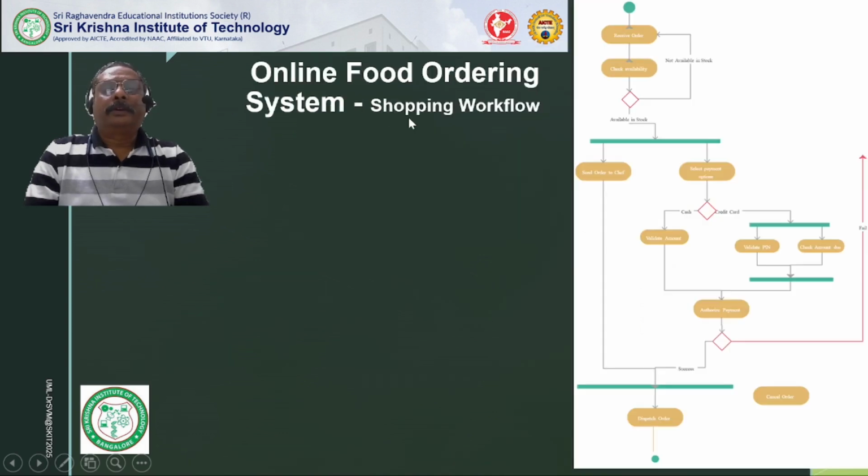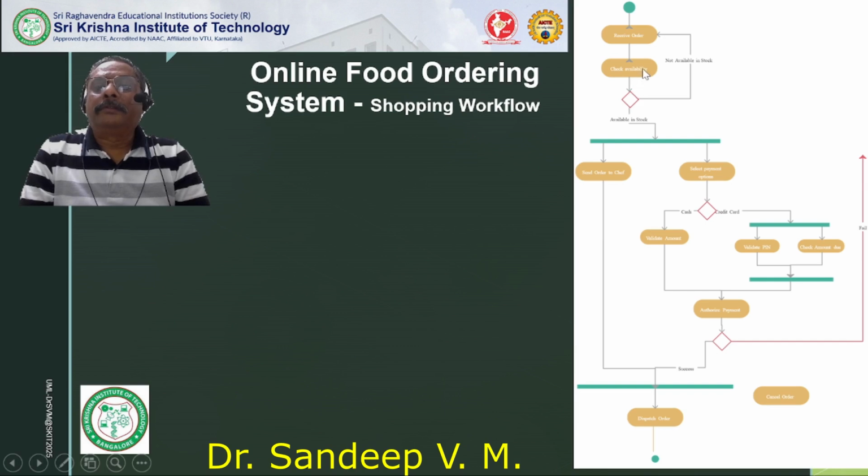Take another example, an online food delivery system. Here the order is received, and we check the availability. If it is not available, inform back, saying that this is not available, so check the order again. If it is available, then we have two things running in parallel. This is the fork we are talking about. So two things are done in parallel.